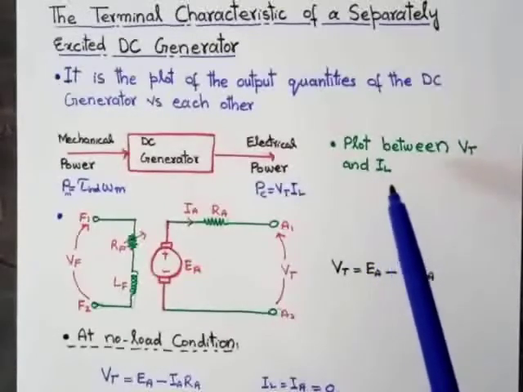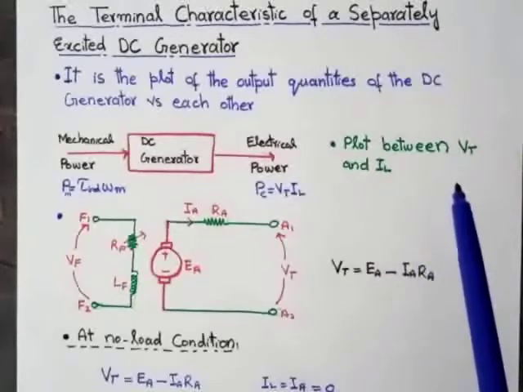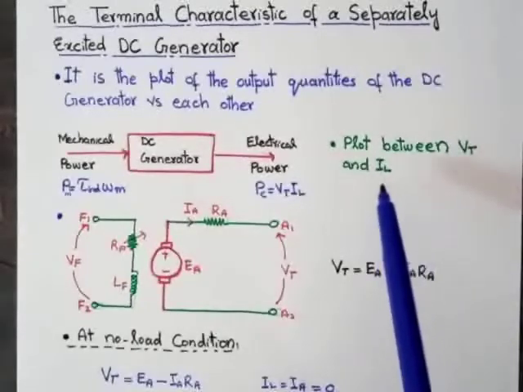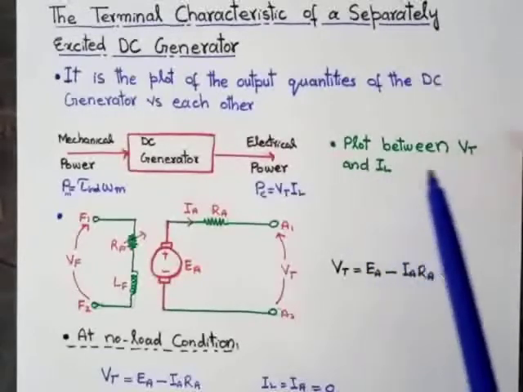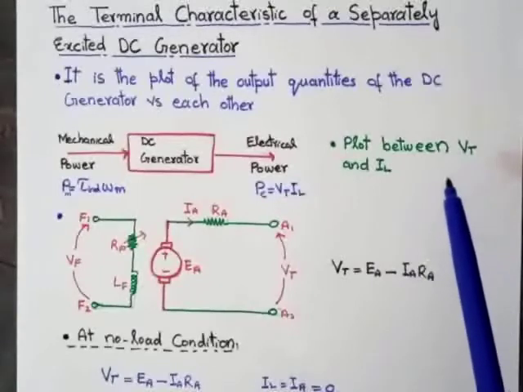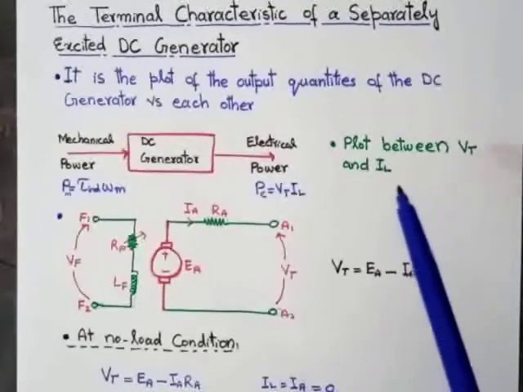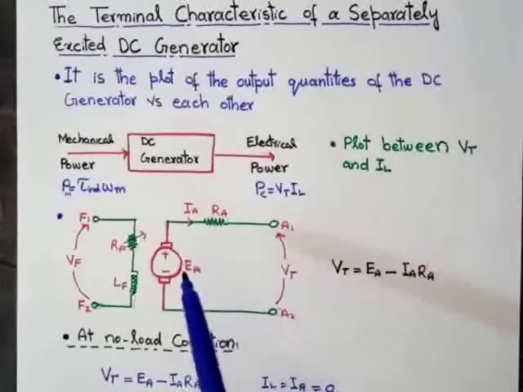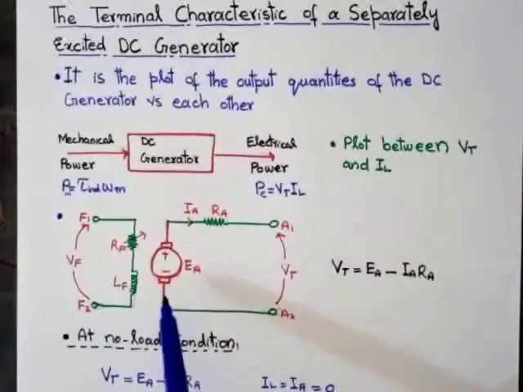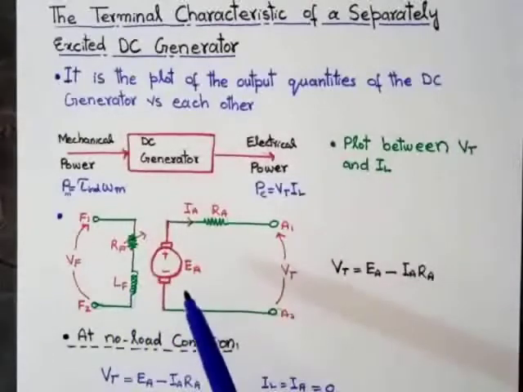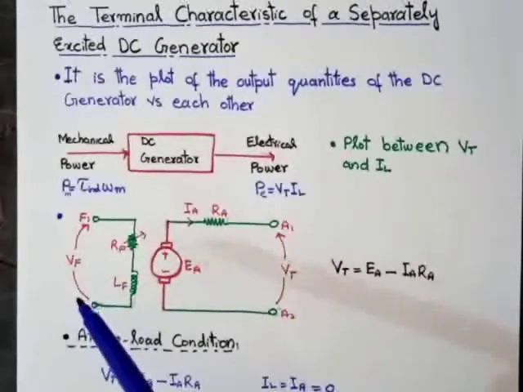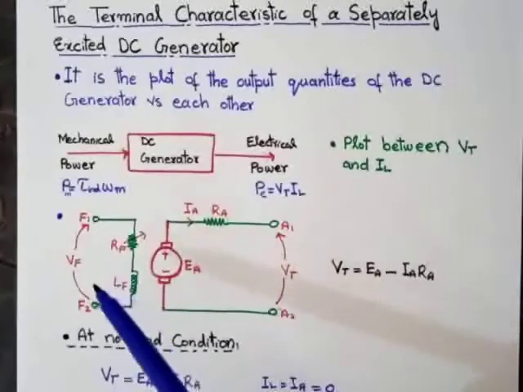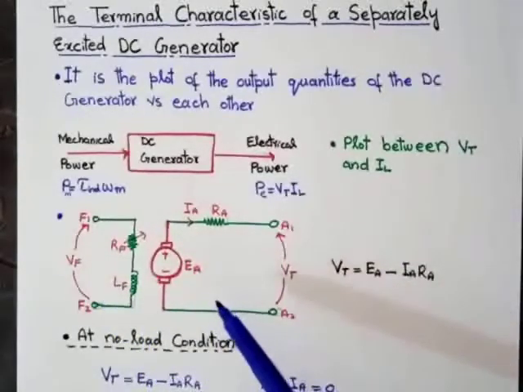First of all, we will discuss the relationship between terminal voltage and line current. Then we will draw the graph between line current and terminal voltage. The equivalent circuit of a separately excited DC generator is shown here. As we have already discussed, this is the field circuit. The objective of the field circuit is to produce the flux in the DC generator. This is the armature circuit.